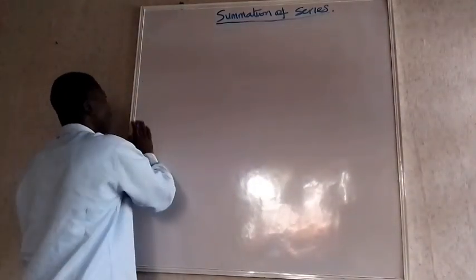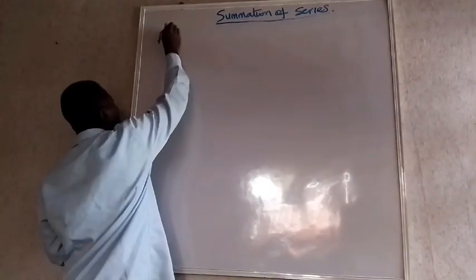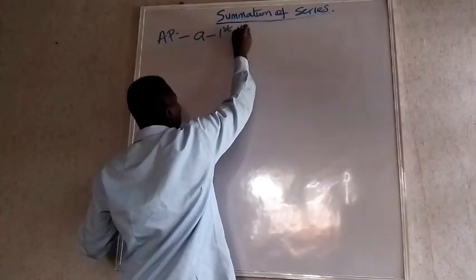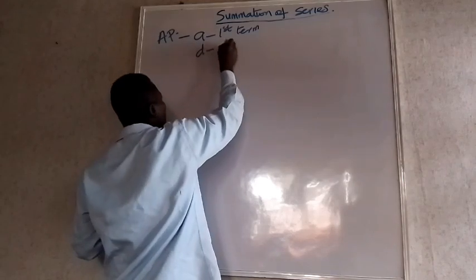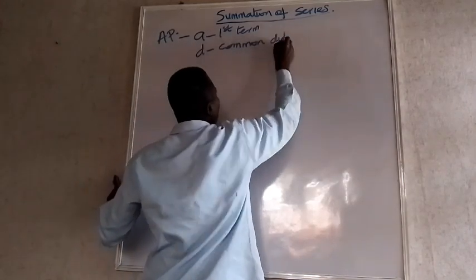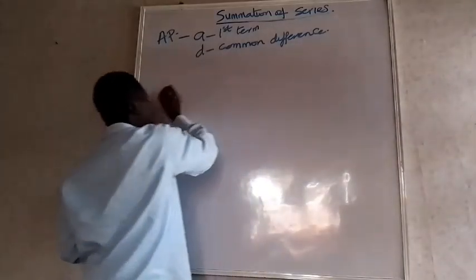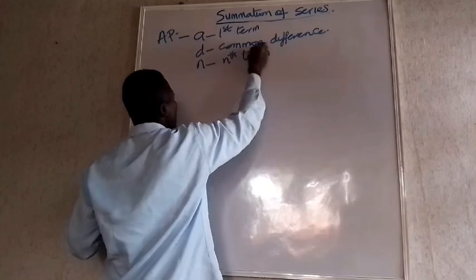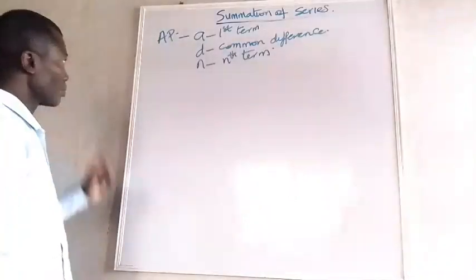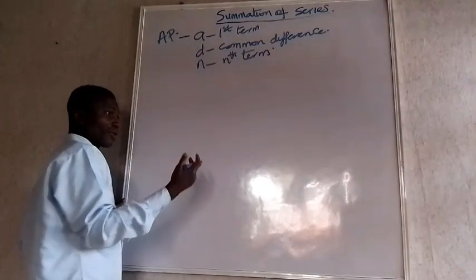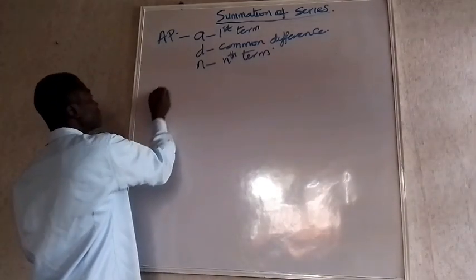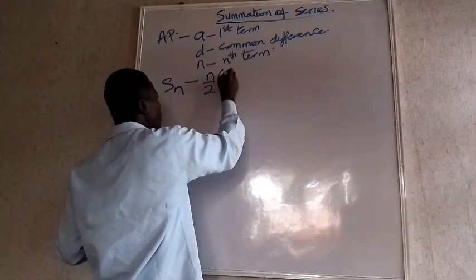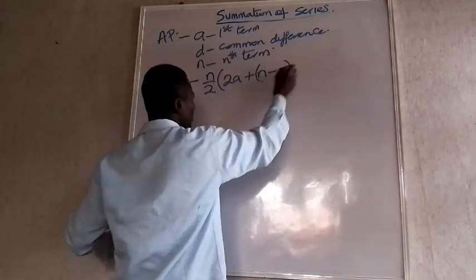Now let's look at AP. In AP, arithmetic progression, we have a as the first term, d as the common difference, and n as the number of terms. So, if we want to find the sum of an AP, we are going to have something like this: n over 2 into 2a plus n minus 1 into d.